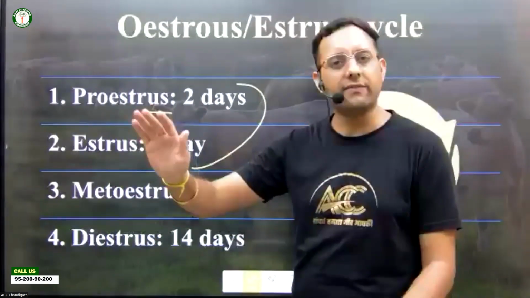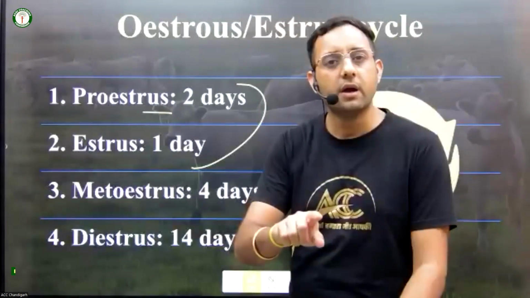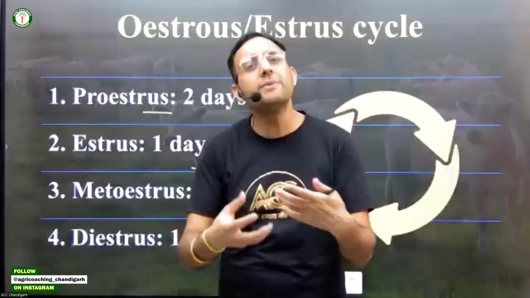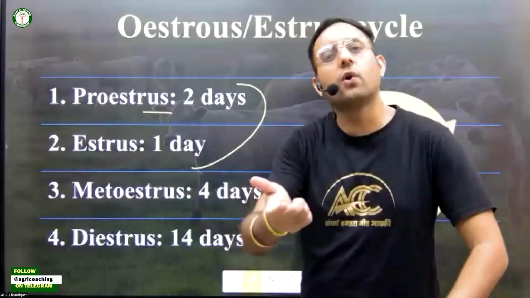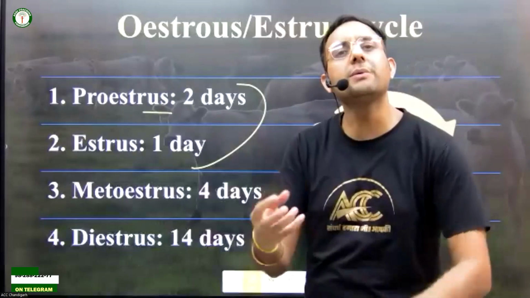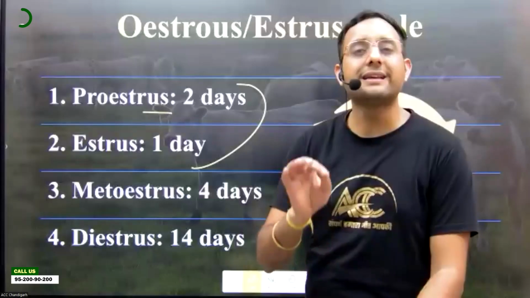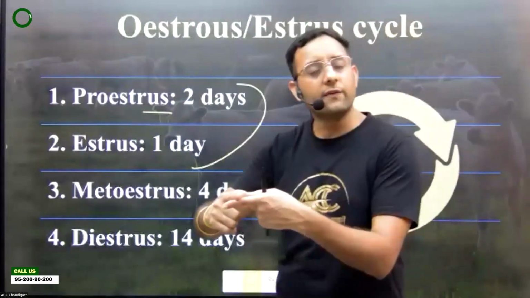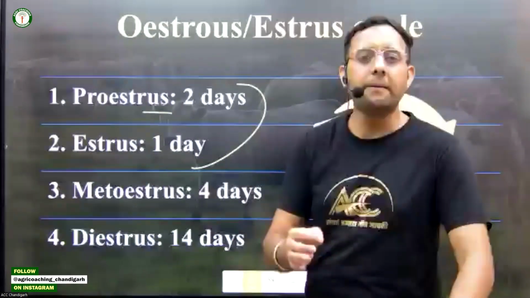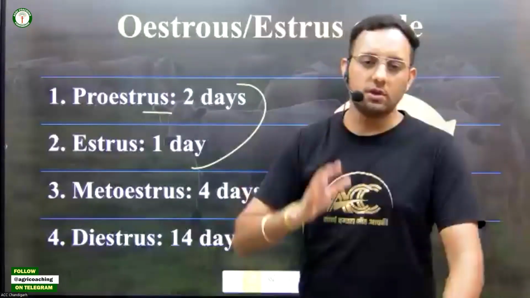Now the follicles go away and a new temporary structure will be formed, known as the CL, corpus luteum. When the corpus luteum is developing, that phase will be known as the luteal phase. Before the luteal phase, it was the follicular phase, because follicles are getting developed. The luteal phase is because the corpus luteum is getting developed. The corpus luteum will produce the progesterone hormone and follicles will produce the estrogen hormone.